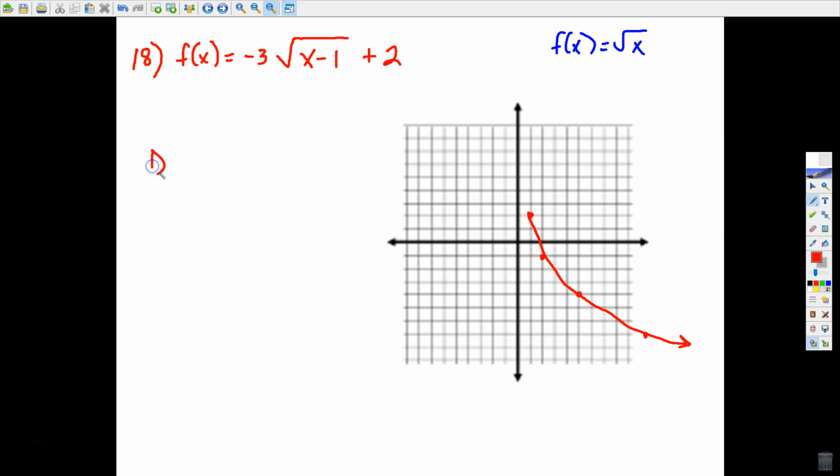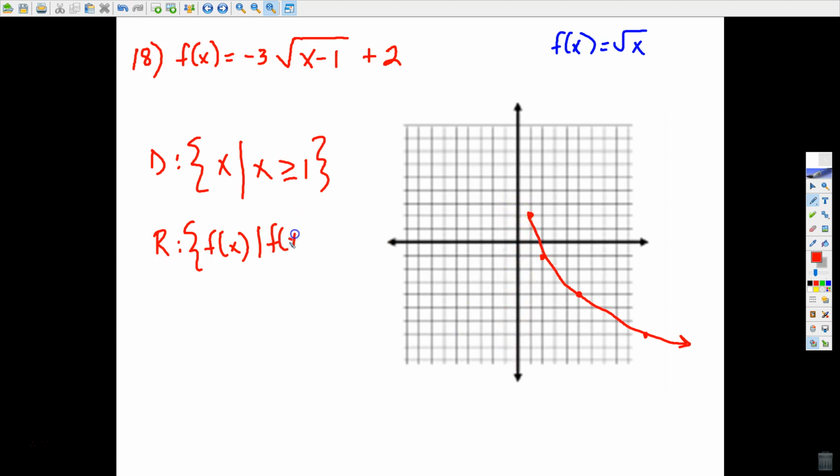Okay, now let's do domain and range and we'll be done. Domain will be all x such that x is greater than or equal to 1. The range will be f of x such that, okay, so we're starting at 2 and we're going to go down forever. F of x is less than or equal to 2. There's your answer for number 18.